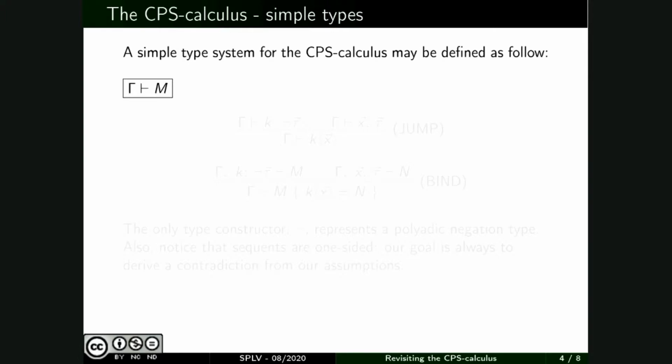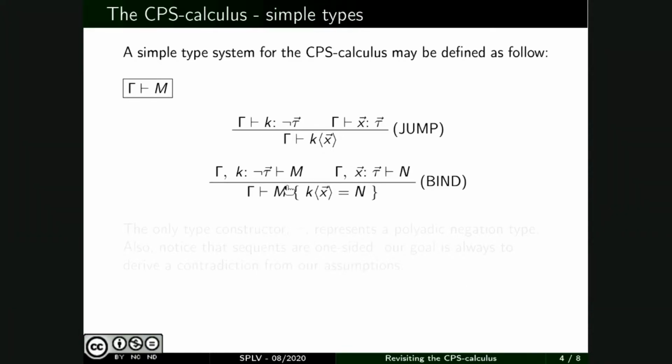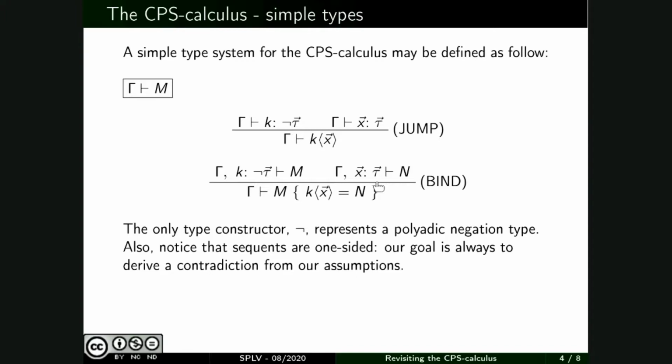A simple type system for it represents either a jump or a bind. There are only two inference rules. If we have a continuation, which is a negation of chi, and we have variables that represent chi, we can derive a contradiction in the calculus. The same thing goes for a binding operation. Our goal here is always to derive a contradiction. We have to have chi on one side and the negation of chi on the other side. For example, we have no types here for the inference rules. This judgment represents that, given the context gamma, our term entails a contradiction in the type system.